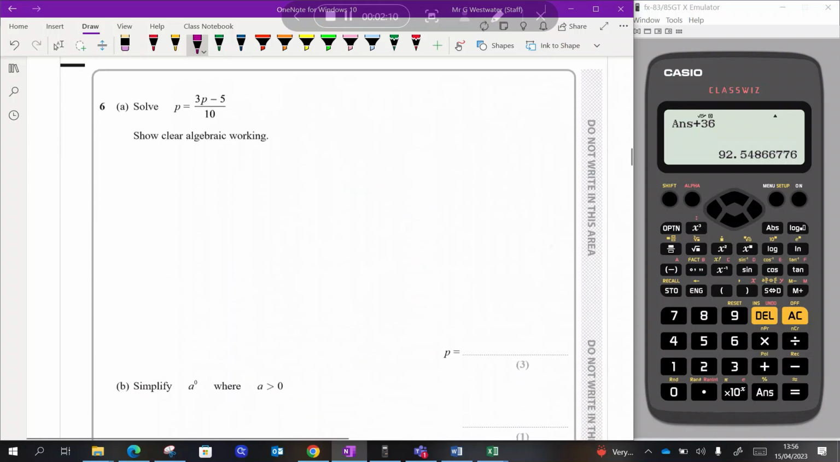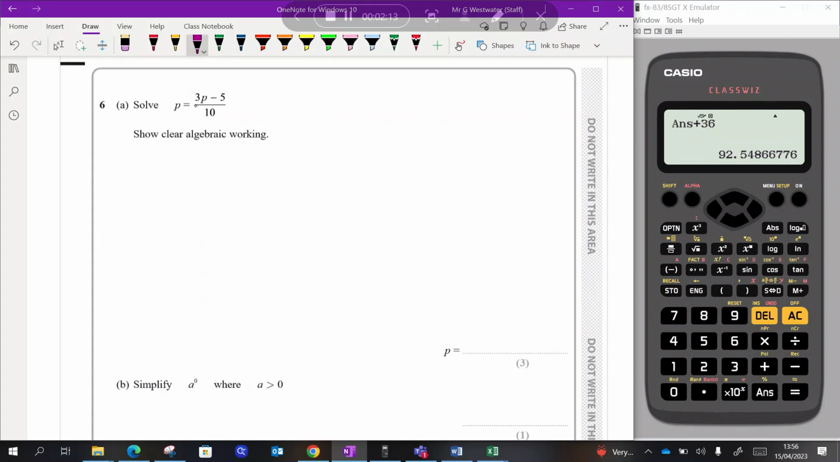On to question 6. Solve p equals 3p minus 5 all over 10. So the first thing I'm going to do is multiply through by the denominator. Whenever you've got an equation and there's a fraction involved, multiply through by that denominator. So times both sides by 10. 10p equals 3p minus 5. Okay, and I'm going to take away 3p. So 7p equals minus 5. And finally, I'm going to divide by 7. P equals minus 5 over 7. I'm not going to try and turn that into a decimal. I'm just going to leave it as minus 5 over 7.